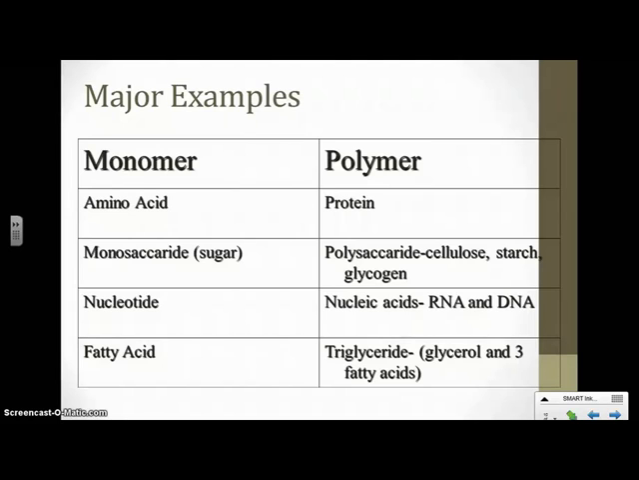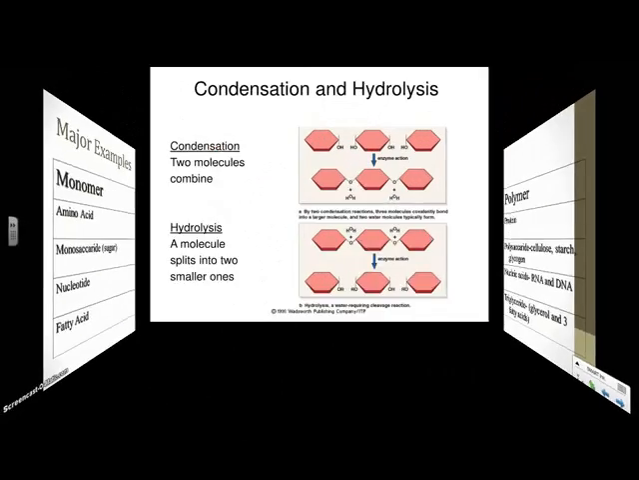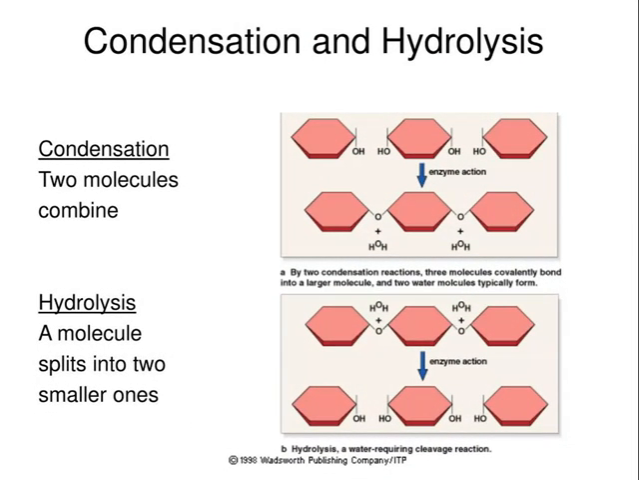The three main polymers you need to know are, number 1, carbohydrates. Monomers are joined by glycosidic bonds. Number 2, proteins. Monomers are joined by peptide bonds. And number 3, lipids. Monomers are joined by ester bonds. The formation of polymers occurs through condensation reactions.